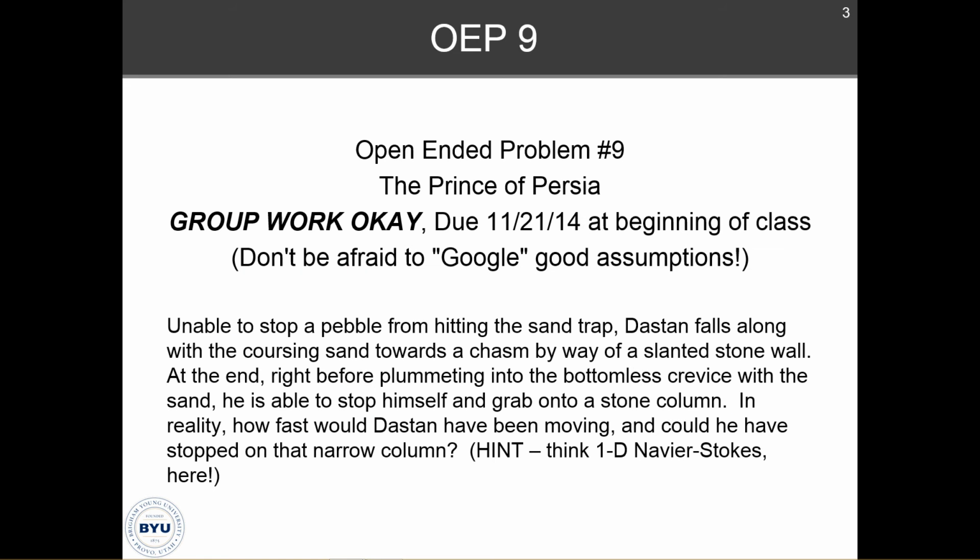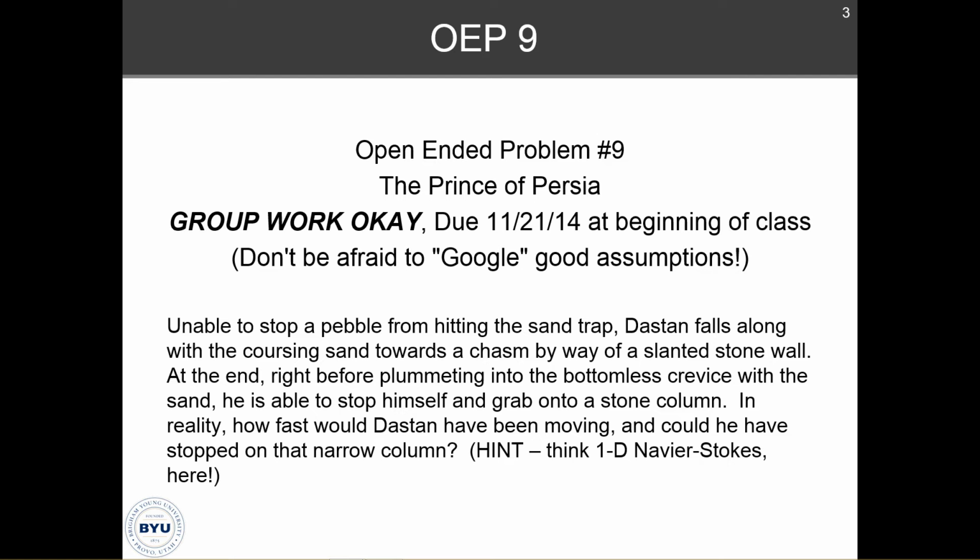Okay, so Prince of Persia, unable to stop a pebble from hitting the sand trap, Dastan falls along with the coursing sand toward the chasm by way of a slanted stone wall. At the end, right before plummeting into the bottomless crevice with the sand, he is able to stop himself and grab onto a stone column. In reality, how fast would Dastan have been moving, and could he have stopped on that narrow column? Hint: think 1D Navier-Stokes here.